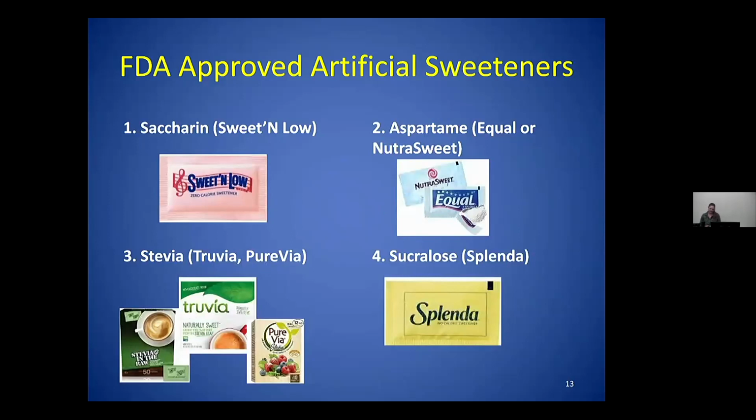Fourth, we have Splenda or sucralose. This one is 600 times sweeter than sugar, and it is used in a lot of beverages and desserts. This one is actually heat stable, so it can be used in cooking and baking.